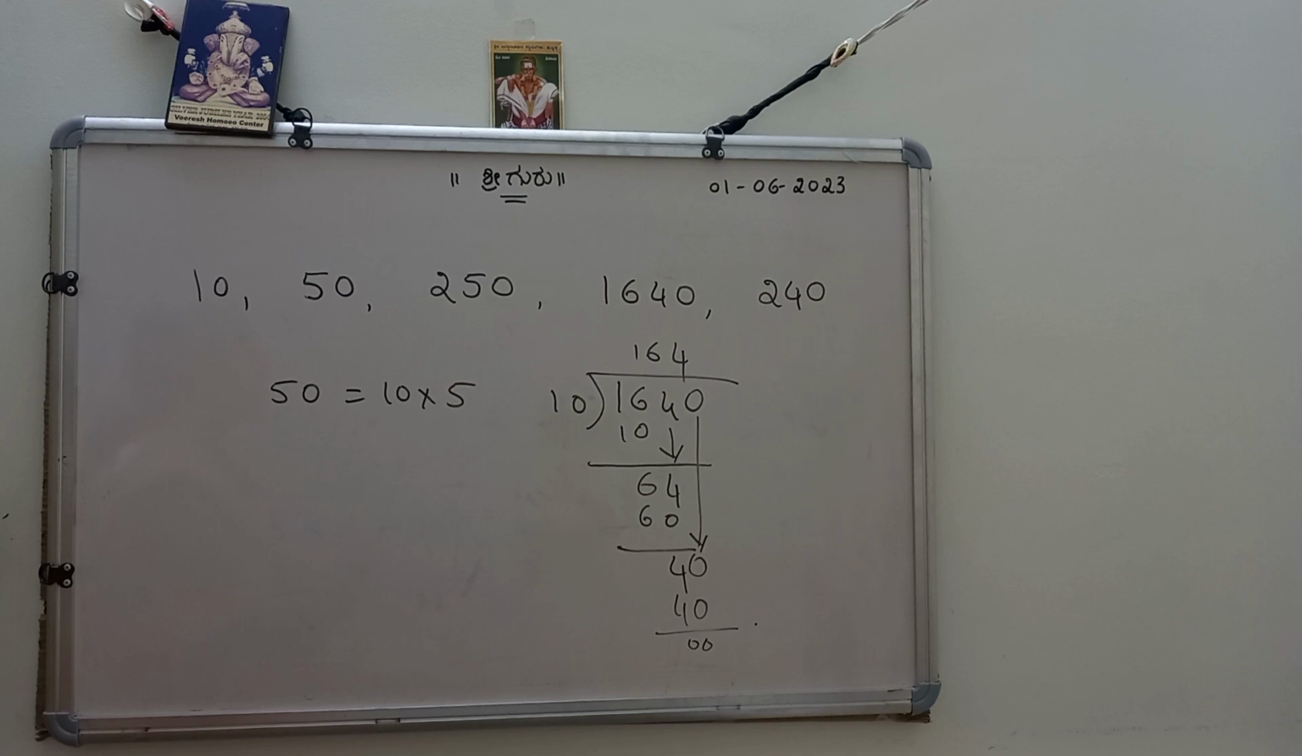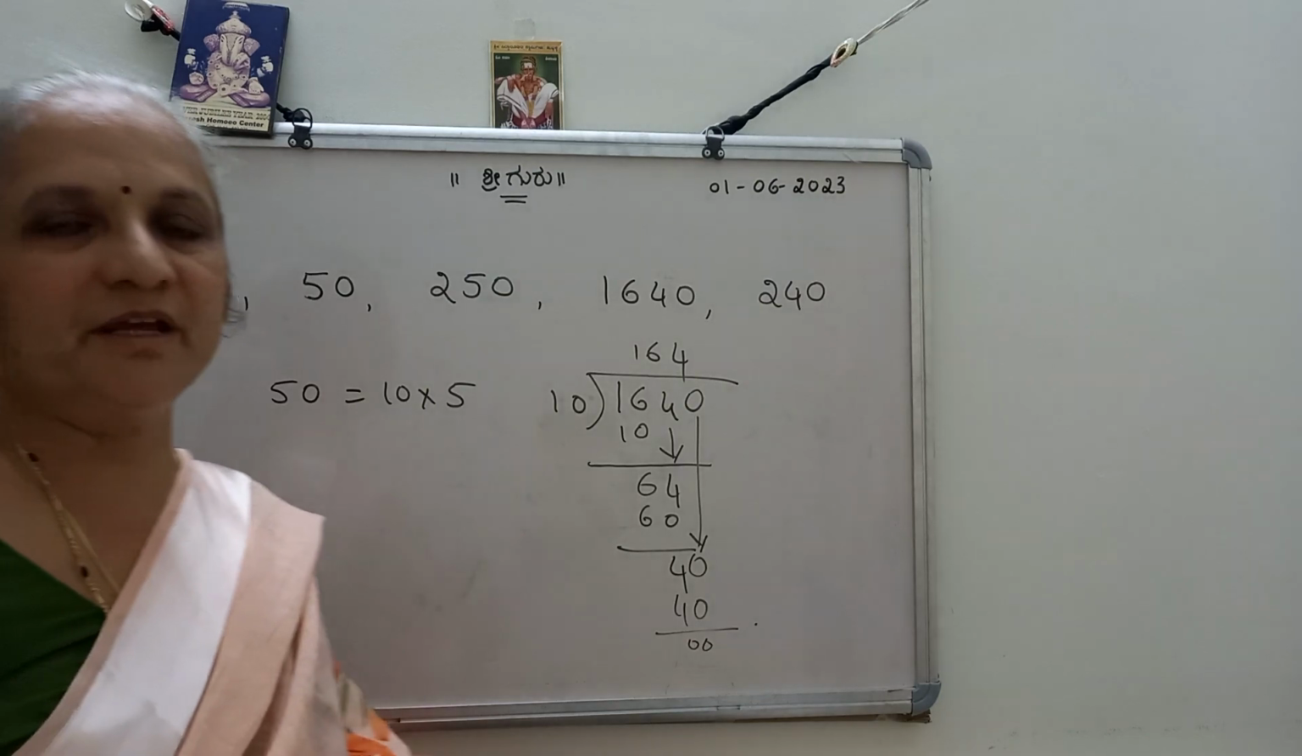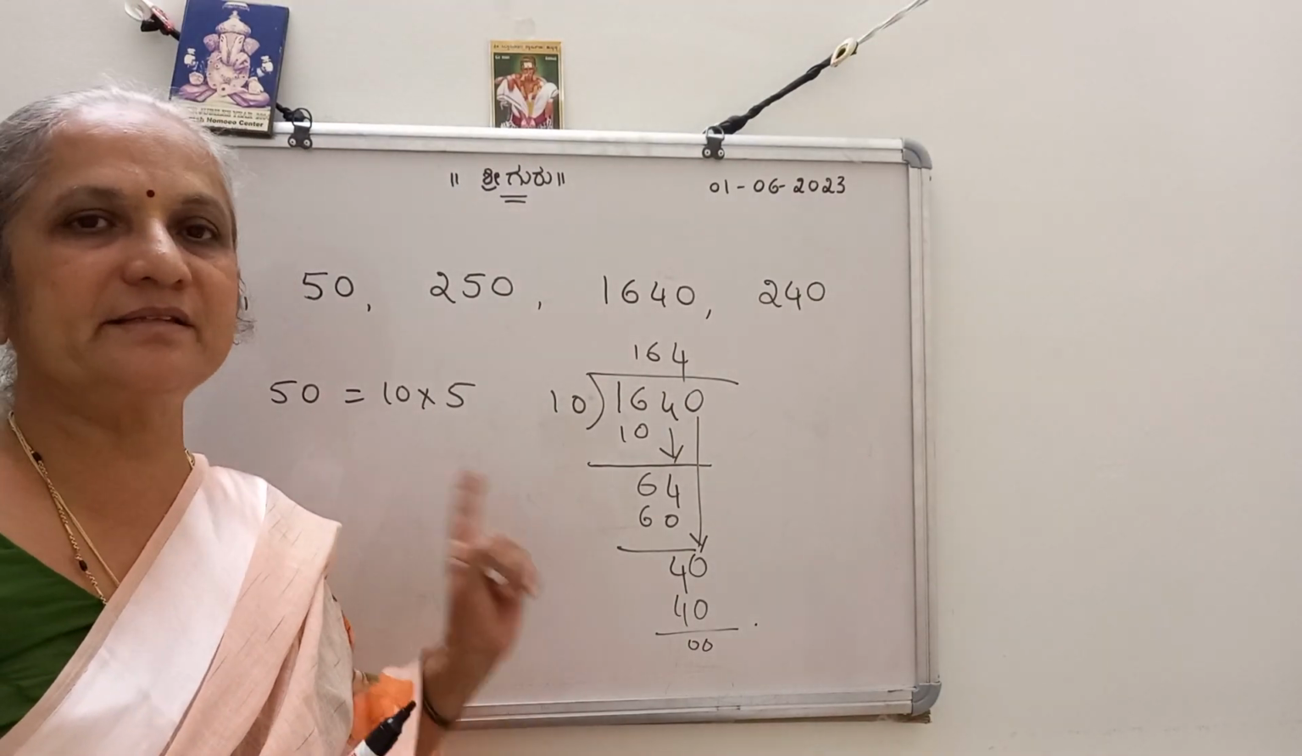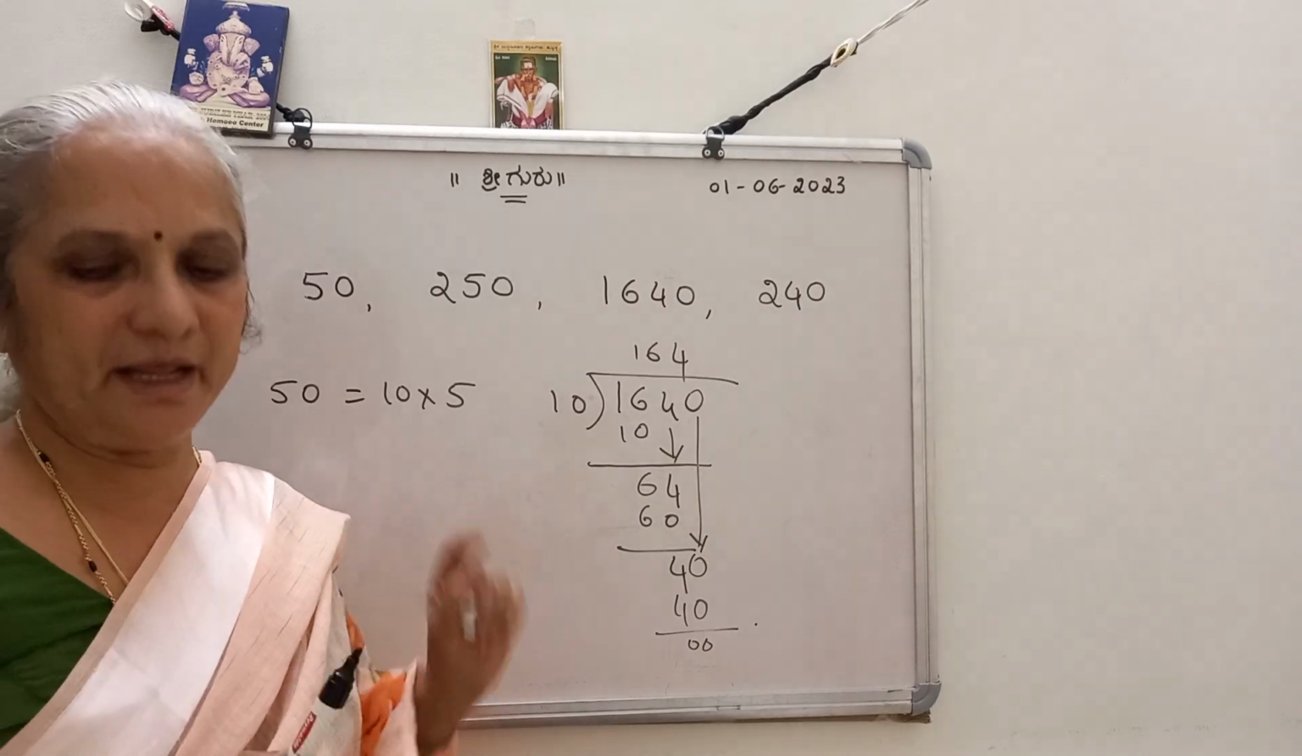So what is the test for divisibility of 10? If the numbers are having 0 in its units place, then we say that these numbers are divisible by 10.